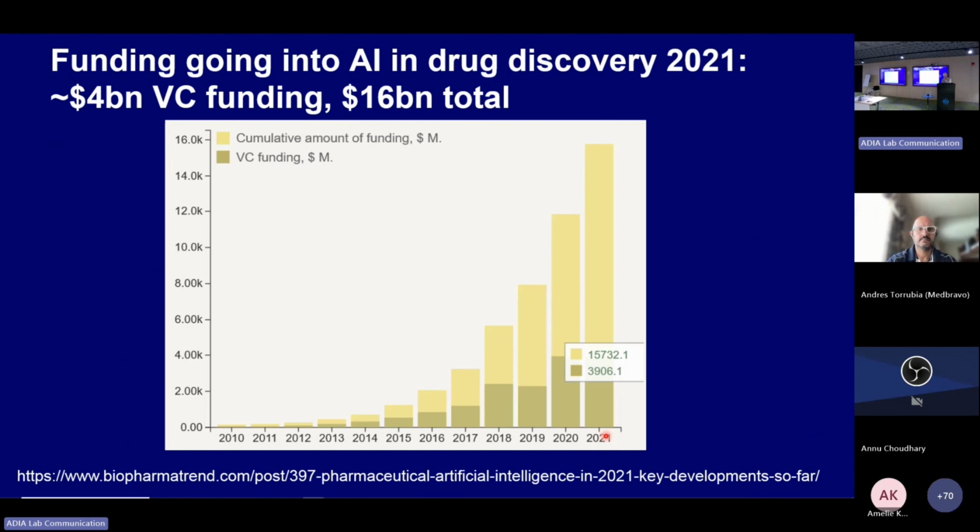So what was happening financially? There was quite a lot of funding going into AI and drug discovery. It's about 16 billion or so until 2021. Difficult to get those numbers because you don't quite know. In big pharma companies, it's difficult to really get precise numbers together. But it's certainly a lot of money. Okay, there was a lot of focus on that.